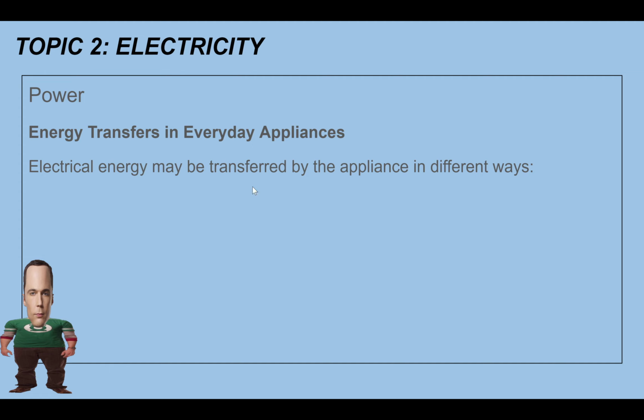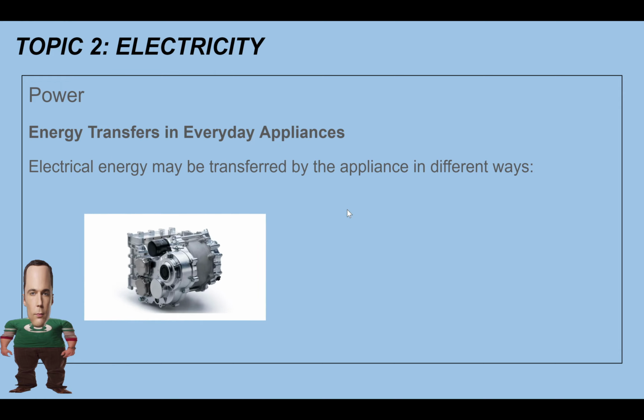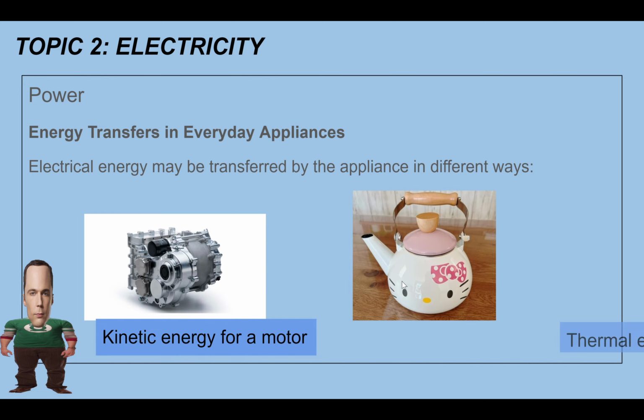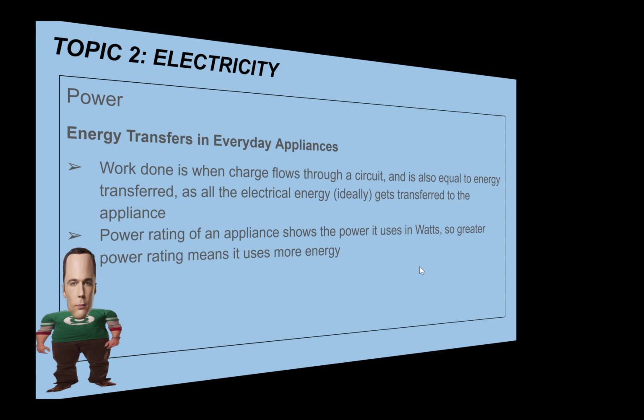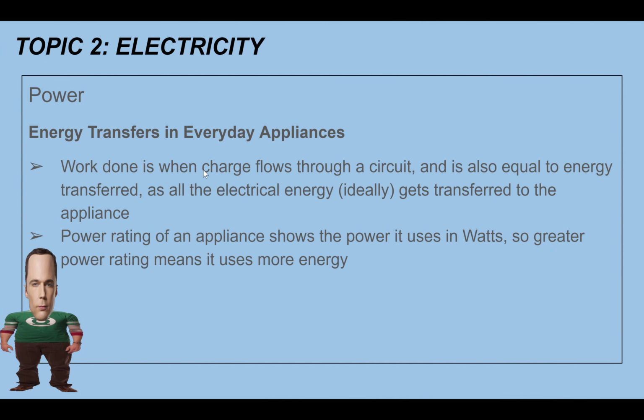So energy transfers in everyday appliances. Electrical energy may be transferred by the appliance in different ways. Kinetic energy for a motor, thermal energy in a kettle. Work done is when charge flows through a circuit and is also equal to energy transferred, as all the electrical energy ideally gets transferred to the appliance. Power rating of an appliance shows the power it uses in watts. So a greater power rating means it uses more energy.